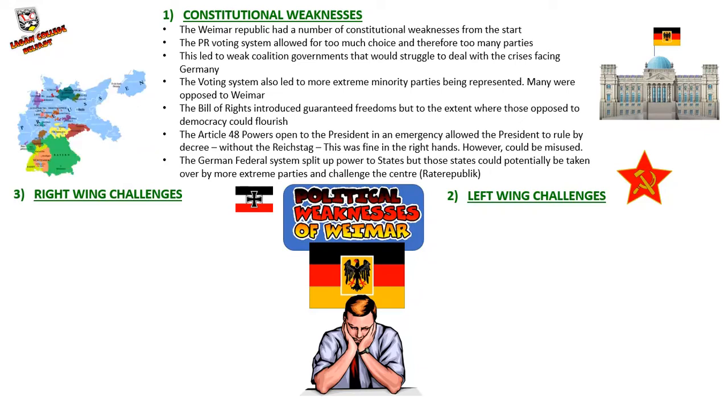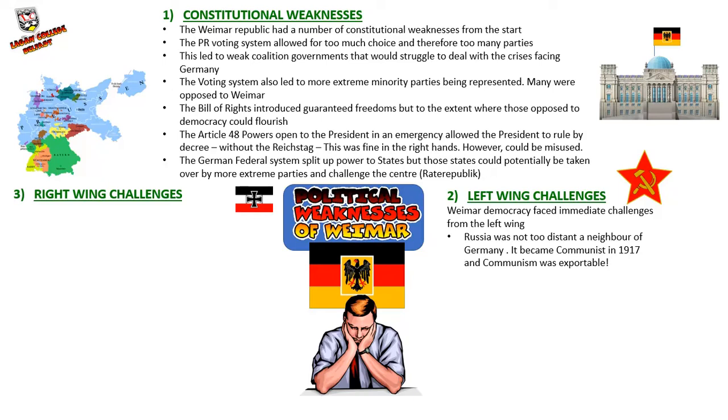So each has its own powers, and big states like Bavaria or Prussia could easily influence the whole country as a whole. So, left-wing challenges then. First of all, you know that Weimar immediately faced challenges from the left wing. The reason being that Russia wasn't a too distant neighbour from Germany itself. If you go through Poland, you're right into Russia, or Ukraine would be the Soviet Union, and that became communist in 1917.